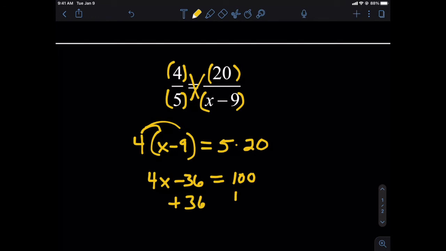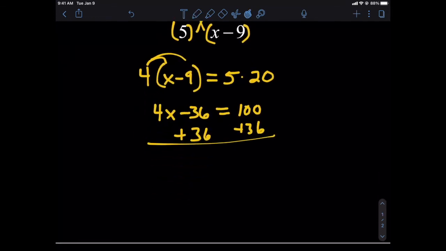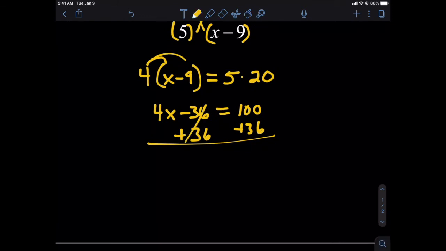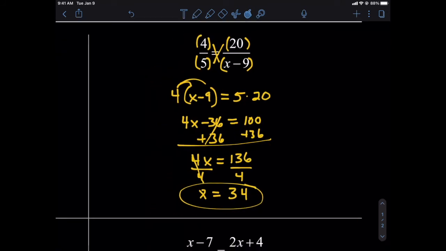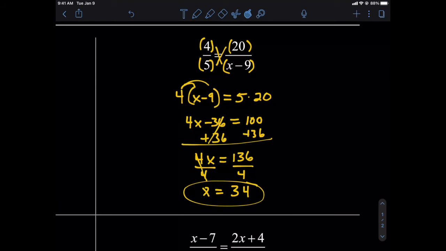To solve for x, we'll start by adding 36 to both sides. They will cancel out on the left-hand side like so. This leaves us with 4x is equal to 136, and like in our last example, if we have 4 times x, we will divide everything by 4 to get x by itself, giving us a final answer of 34. There we are. This problem is rather routine. Let's go ahead and take a look at another problem that's, well, rather similar.